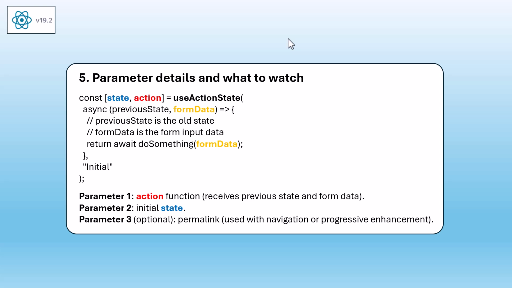There is an optional third parameter, a permalink string. This is relevant when you render a form on a page with dynamic content and you may navigate before the bundle loads. It helps tie the form state into the URL workflow. If your form causes a navigation before hydration, you must ensure the same form component, with the same action and permalink, is rendered on the destination page so React can maintain the link between state and form.